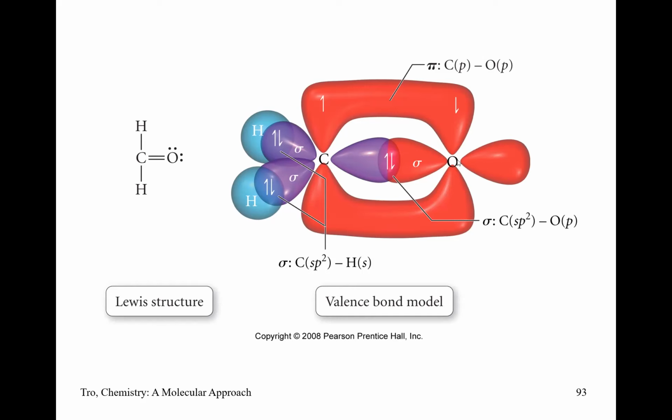Then the sigma between oxygen and the overlap of the sp2 make the sigma bond, and then the p orbital that's not being used on the carbon and the p orbital not being used for the lone pairs and whatnot on the oxygen, they overlap, but they don't do it in the same place as the sigma. They do it above and below.